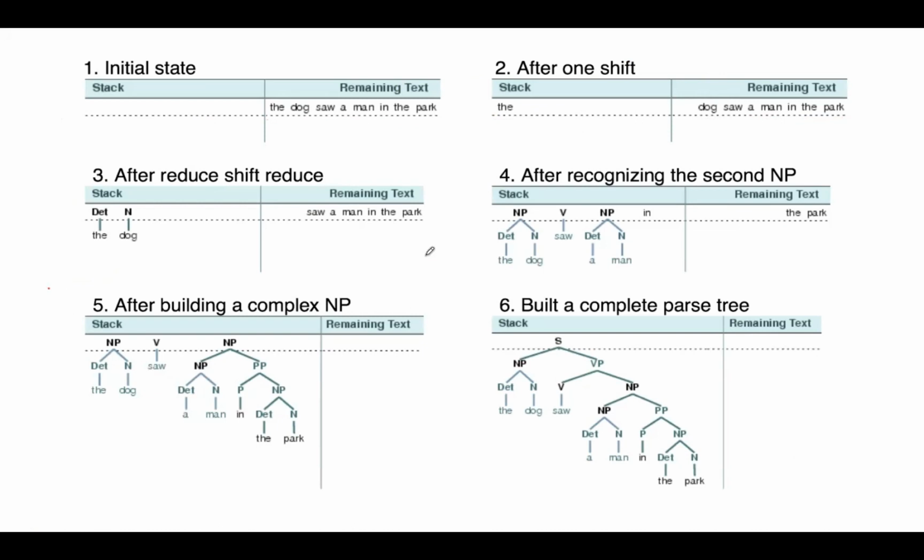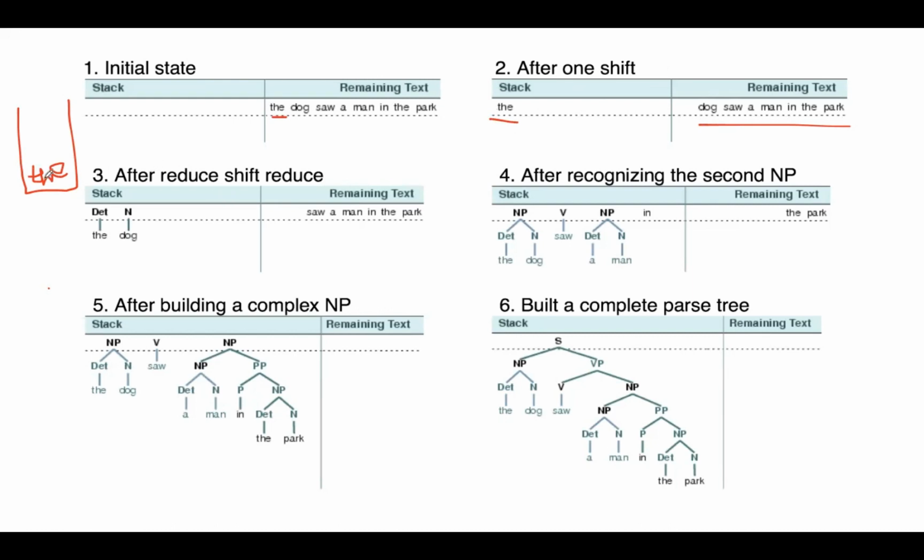So let us take this example. In the initial state, the stack is empty, and the input string is: the dog saw a man in the park. During one shift operation, push the element the on top of the stack. So the is pushed onto the stack. We did one shift operation, and after one shift, the is in the stack and this is the remaining text.